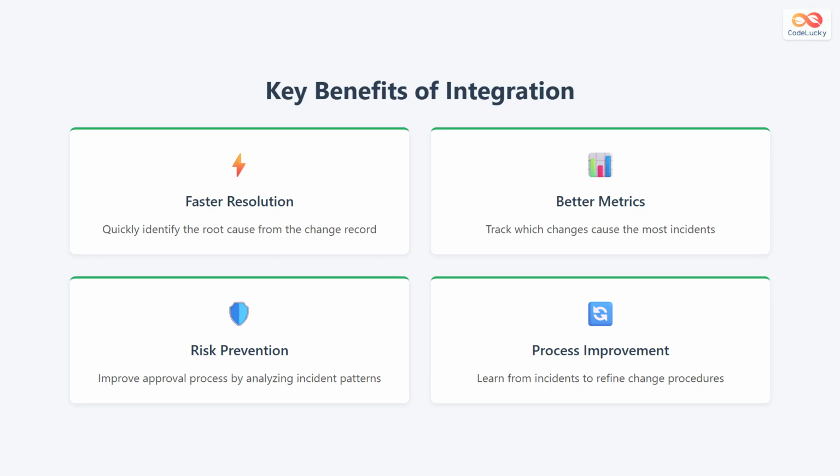Integrating changes and incidents delivers 4 key benefits. First, you achieve faster resolution because teams quickly identify root causes from the change record. Second, you get better metrics by tracking which changes cause the most incidents. Third, you improve risk prevention by analyzing incident patterns to strengthen your approval process. Fourth, you enable process improvement by learning from incidents to refine your change procedures and reduce future problems.